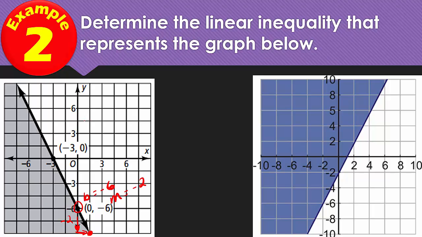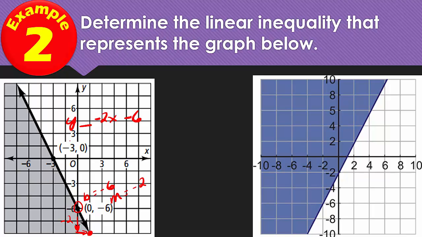So we can basically do everything we did before. We can say y equals negative 2x minus 6, but instead of equals, because now we have an inequality, we need to look at that. Is our line solid? Yes, so that means it's going to have that line underneath. Is it below the line or to the left of it?